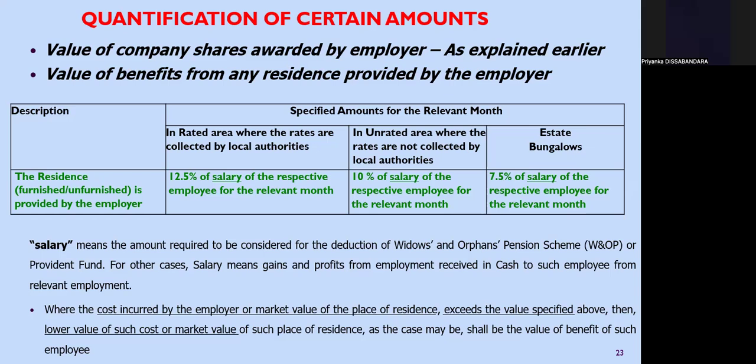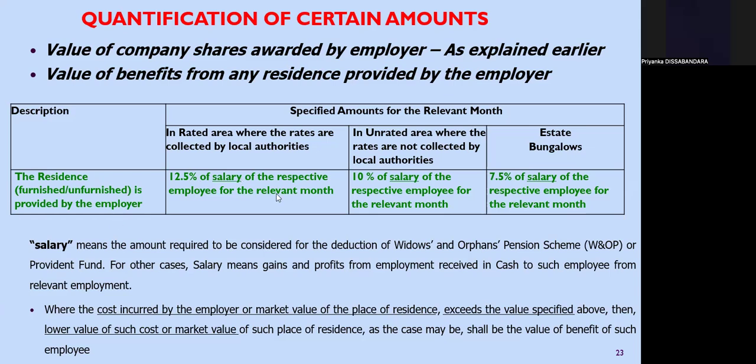The next one given under this circular is the value of benefits from any residence provided by the employer. That means sometimes we receive housing benefits. Housing benefits, they can give us quarters, or they can give a house free. If we have received that kind of residence benefit, we have to include the amount specified in this circular to the employment income.